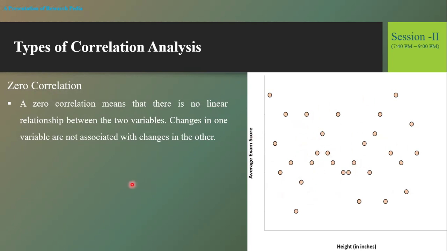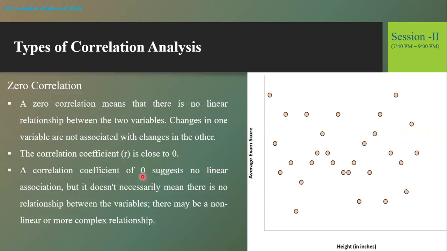A zero correlation means that there is no linear relationship between two variables. Changes in one variable are not associated with changes in the other. The correlation coefficient is close to zero. It doesn't mean exactly zero, it may be close to zero. So whenever the correlation coefficient is close to zero, we may consider it a zero correlation.